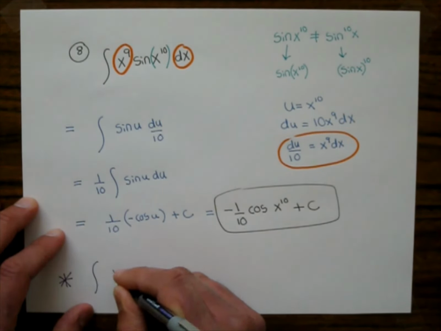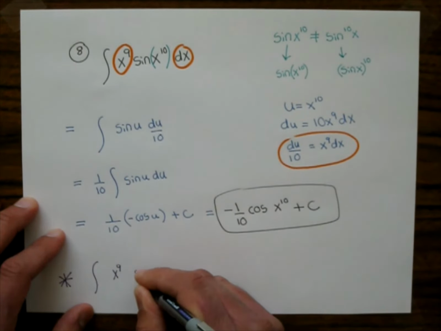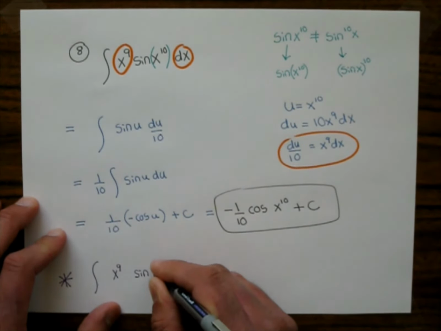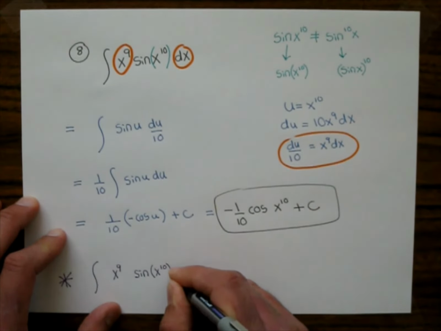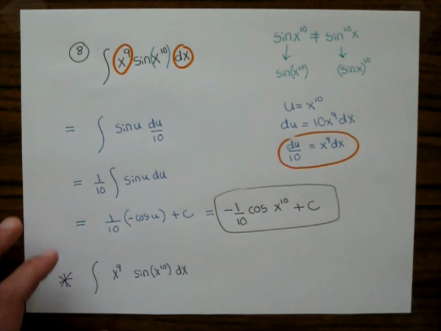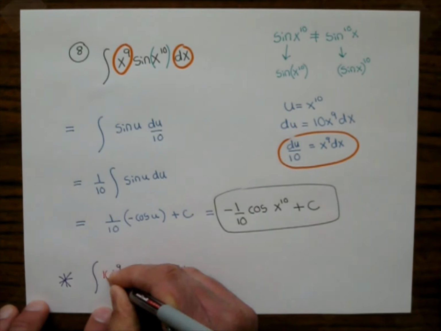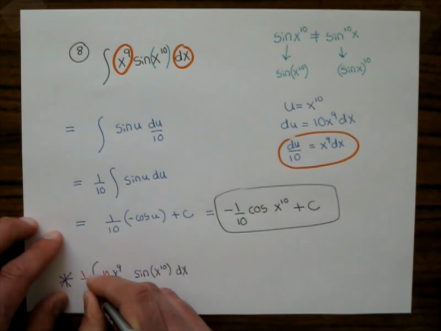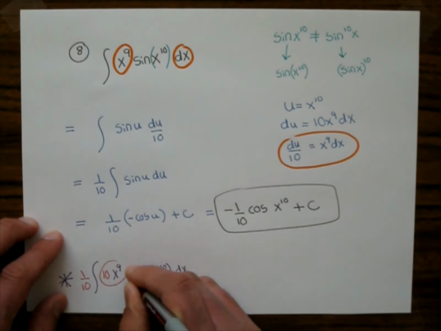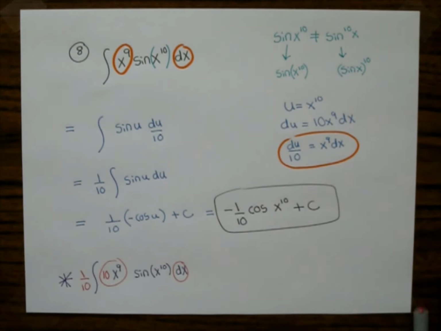I have x to the 9th sine of x to the 10th dx. And so I would say, oh, look at this. The derivative of x to the 10th is 10x to the 9th. I have an x to the 9th. I need a 10x to the 9th. Balance the books by putting a 1/10 outside. That and that, those will disappear.